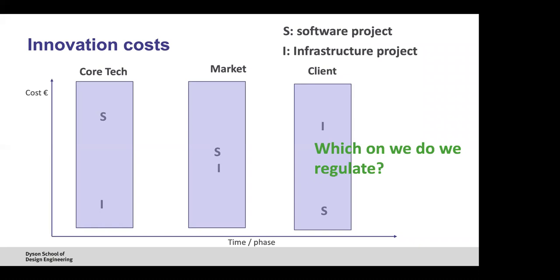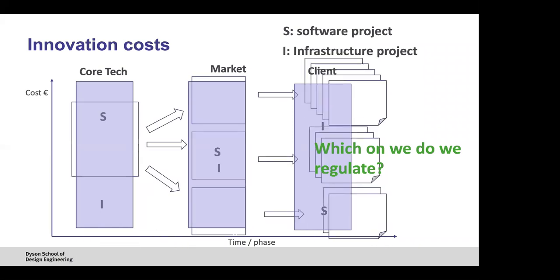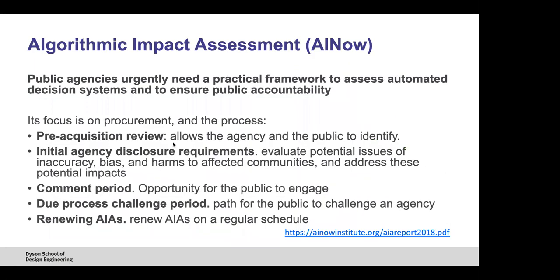Again, which of these three sizes or aspects of the technology developing should we regulate? And this is quite an important consideration, because as you will see, different approaches that have been proposed by organizations across the world focus on different levels. For example, the algorithmic impact assessment that the AI Now Institute has developed has been fantastic for the later stage. So this impact assessment focuses on the procurement.